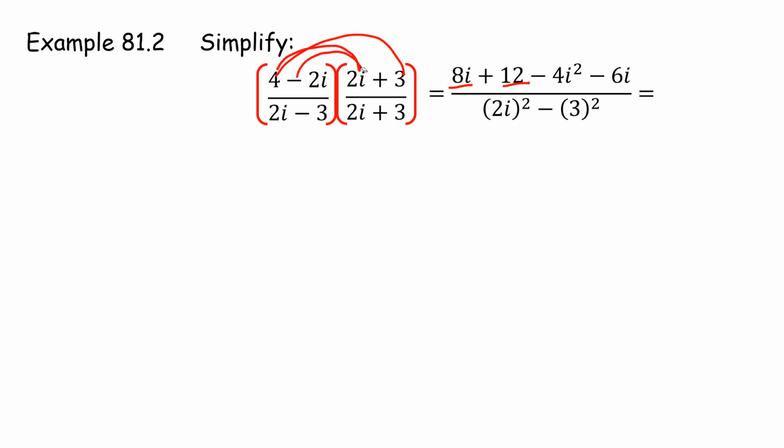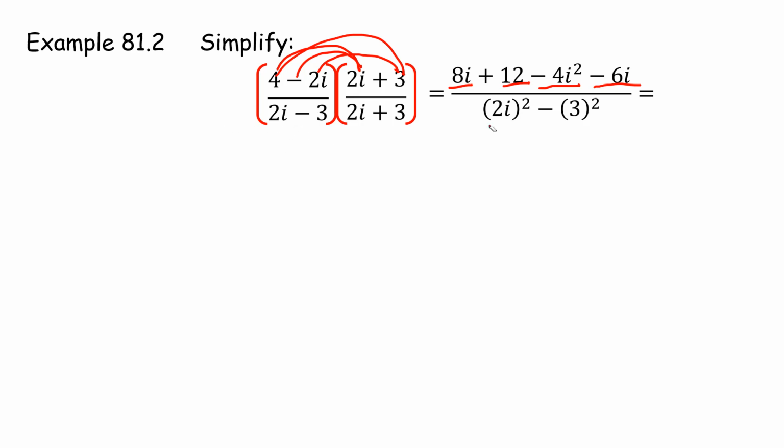And then negative 2i times 2i is going to be minus 4i squared. And then negative 2i times 3 is going to be negative 6i. And then in the denominator, you're multiplying conjugates.